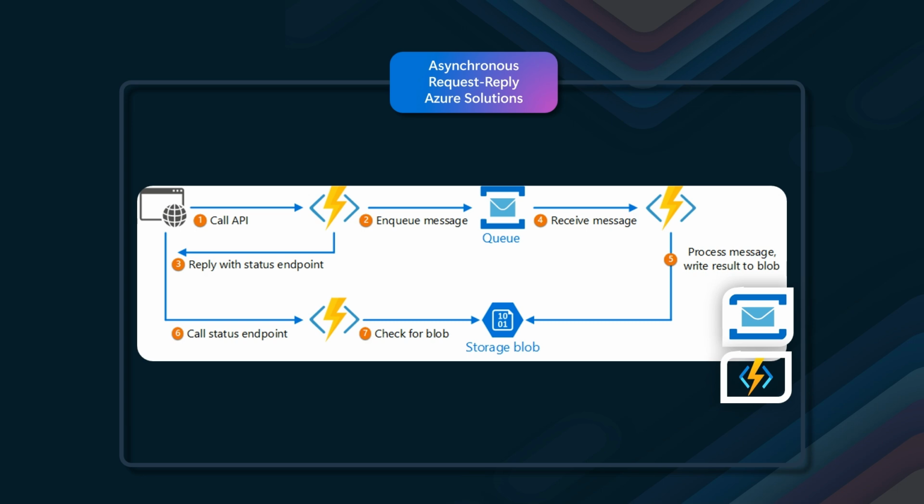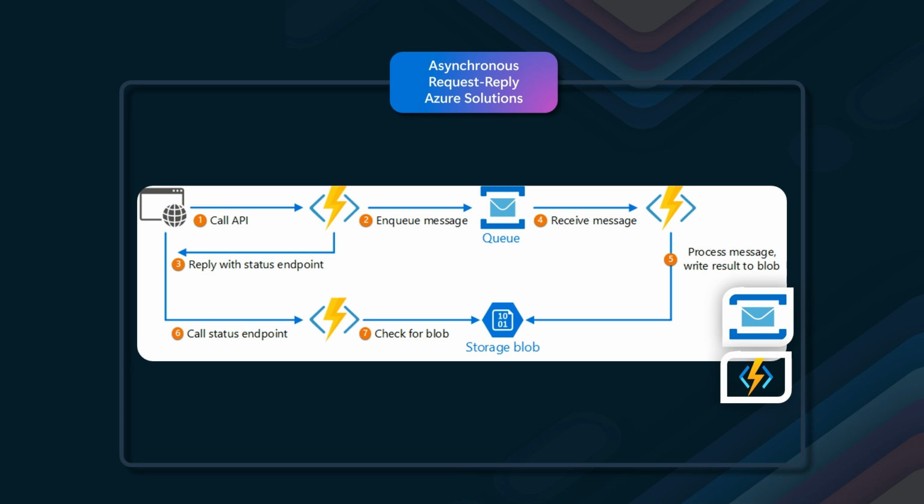So the journey begins when the client application initiates a request by calling an API. This call signifies the commencement of a task that may take an extended period to complete. Immediately after the API call, the request is encapsulated in a message and placed in a queue. This queuing mechanism ensures that the request is safely stored and can be processed asynchronously.